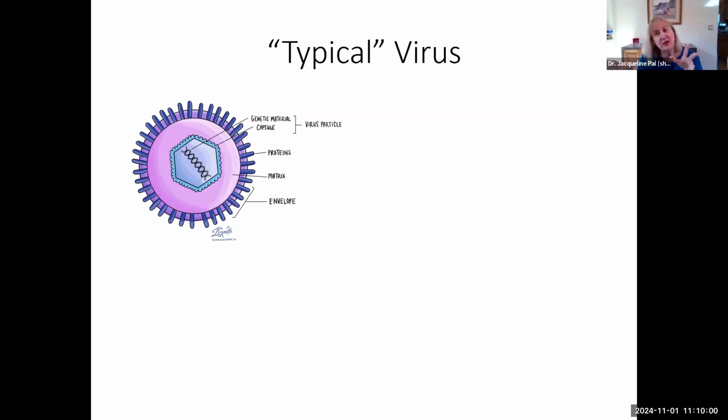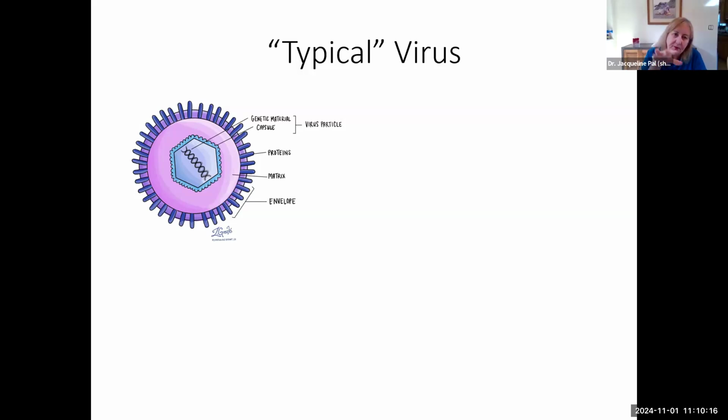So, can it get into cells in your brain? Can it get into cells in your lung? Can it get into cells in your GI tract? If it can get into cells in your GI tract, you're going to get diarrhea. If it gets into cells in your lungs, you're going to end up with pneumonia and trouble breathing.